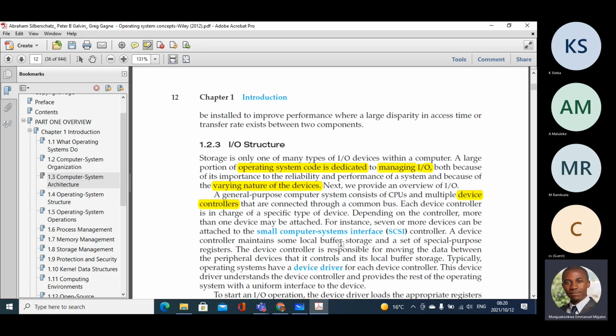Okay. So the device controller is responsible for moving data between the peripheral devices, which I've been referring to all along as input or output devices. Peripheral is a good general term for both. That it controls, and its local buffer storage. The local buffer storage, obviously, here we're talking about memory of the computer system. So typically, operating systems have a device driver, and that's exactly what I've been mentioning. The device driver is actually firmware. It's firmware because it's a piece of software that controls hardware.